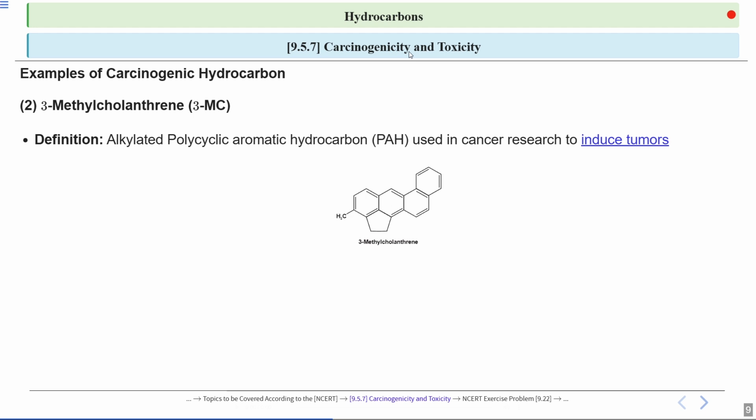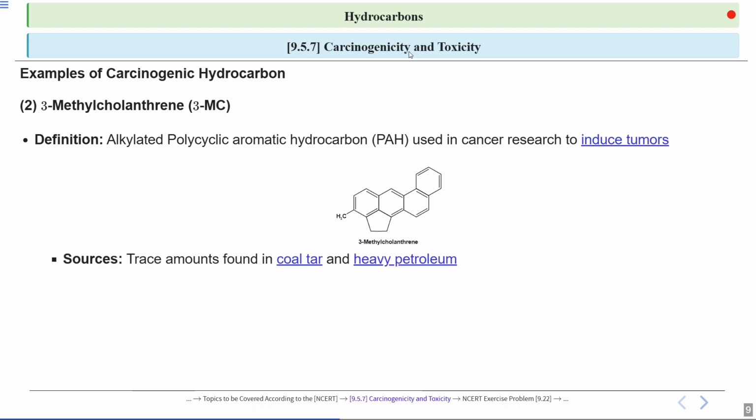Scientists use 3MC in research to deliberately induce tumors in lab animals, helping us understand how cancer develops. The image here shows its molecular structure, which is key to knowing how it interacts with DNA.